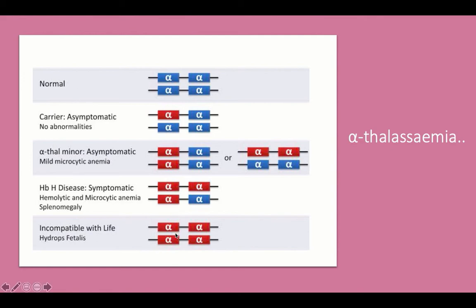Having 4 mutant genes of the alpha chain would be incompatible with life due to complete absence of the alpha chains. Complete absence of the alpha chains gives us hemoglobin Barts, which has 4 gamma chains, resulting in hydrops fetalis and intrauterine death or death shortly after birth. This is incompatible with life, to have no alpha chains at all.